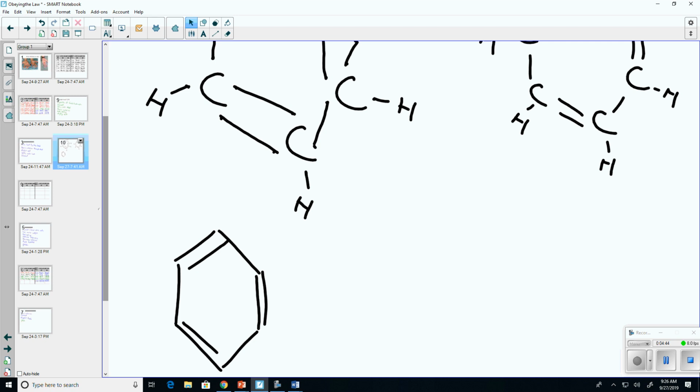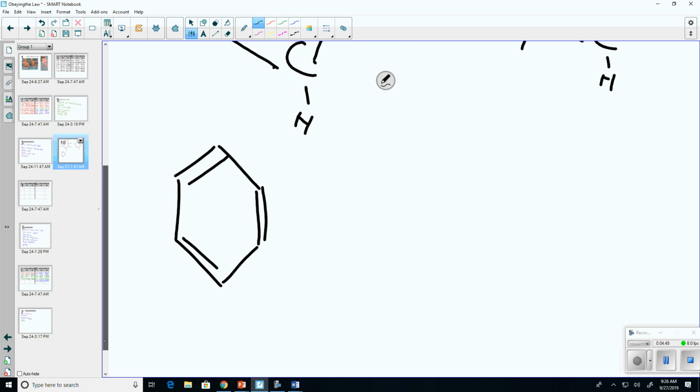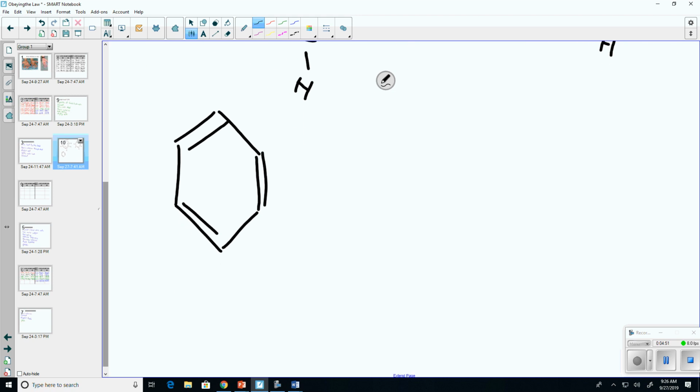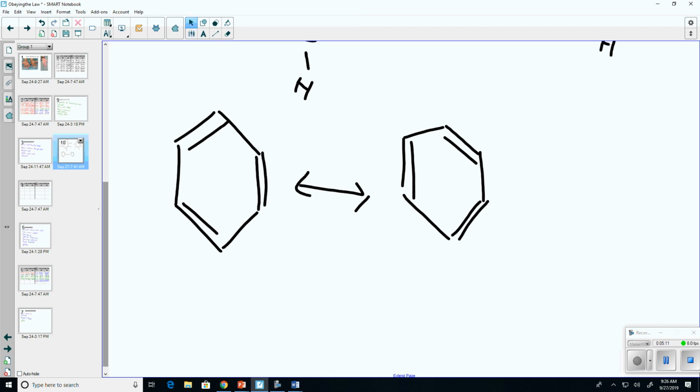So in instances where it's kind of an in-betweener, what we do is draw the 2 options with a double arrow in between to represent it's actually a blending of the two. Neither of these is the actual correct version, but we have to put our imagination caps on now and blend the two together. And that's what my second slide is going to go over, that blending idea of what makes it a resonance structure.